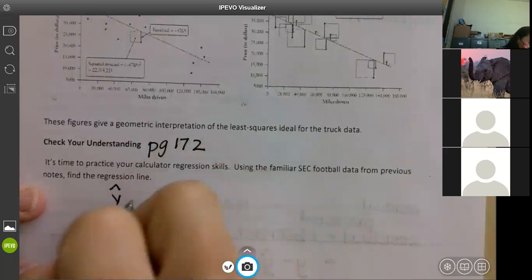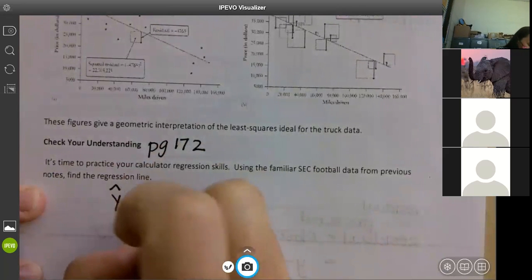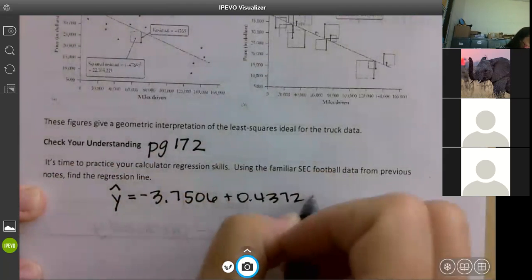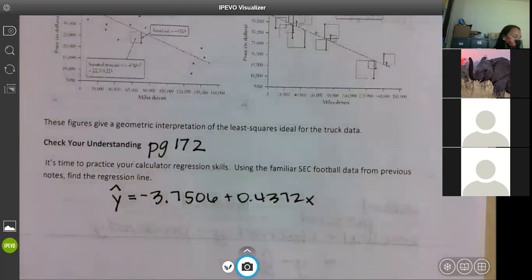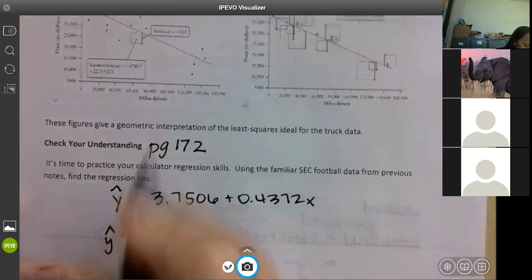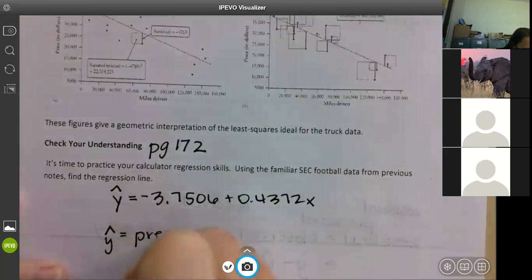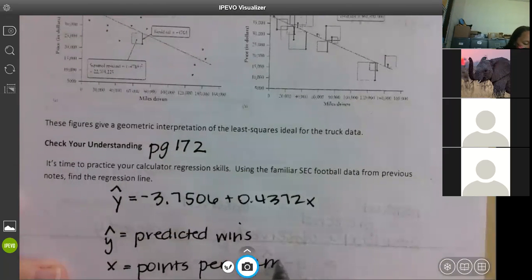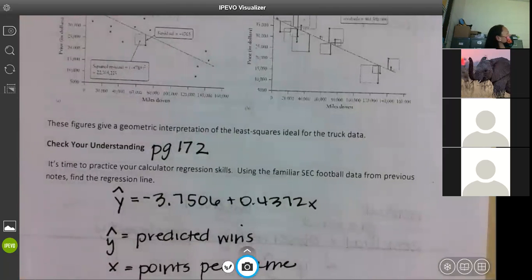Remember, we can write it like this. But we have to define our variables, okay? We have to define our variables. So y hat is the predicted wins. And our X was points per game. Remember, we talked about this a lot where we said the higher the points, the more wins you should have. Okay, so this is where it's coming from.